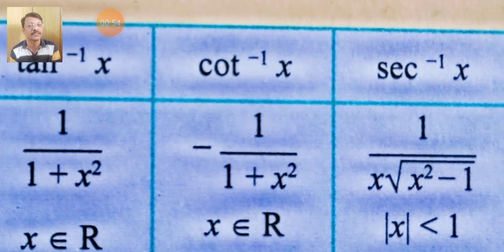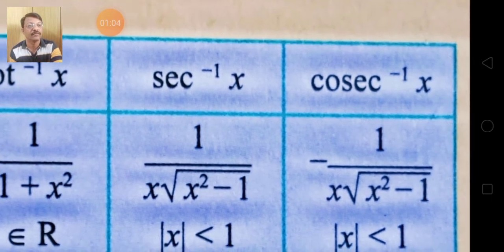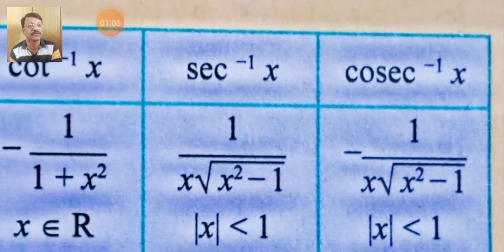Derivative of cot inverse x. These two derivatives can be seen together. See, tan inverse x's derivative is 1 upon 1 plus x square, and derivative of cot inverse x is minus 1 upon 1 plus x square. Derivatives of sec inverse x and cosec inverse x are also similar, just a sign difference. Derivative of sec inverse x is 1 upon x root of x square minus 1, and that of cosec inverse x is minus 1 upon x root of x square minus 1.